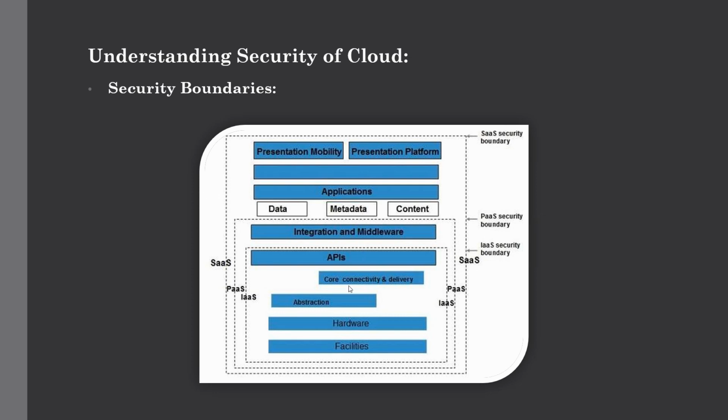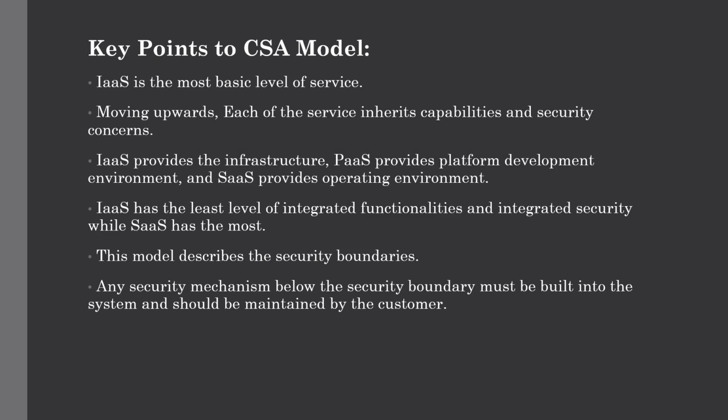This is the boundary for IaaS, this one is for PaaS, and the outer one is for SaaS. What it really means, we will see now. These are some key takeaways from the CSA model that we have just seen. The first point is that IaaS is the most basic level of service, with PaaS and SaaS above it. The next is that, moving upwards, each service inherits the capabilities and the security concerns of the model beneath. IaaS provides the infrastructure, PaaS provides the platform for the development environment, and SaaS provides the operating environment.